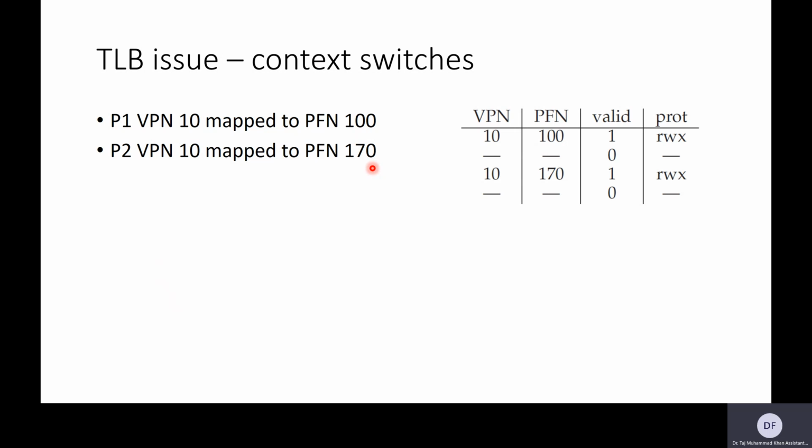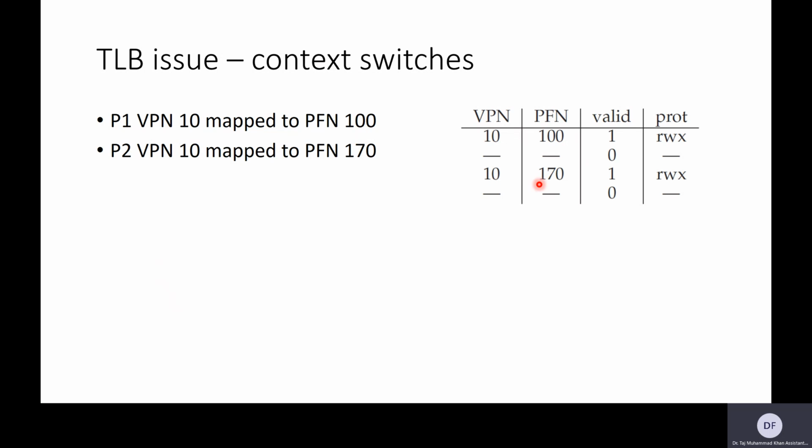Whenever there is a context switch, a new process will come and start running. So P1 and P2 will both be switching and running on the processor. At some time, both of them will access their virtual page number 10. And if we do not take care, we would have both these entries inside the TLB: virtual page number 10 stored in frame number 100, and virtual page number 10 stored in frame number 170.